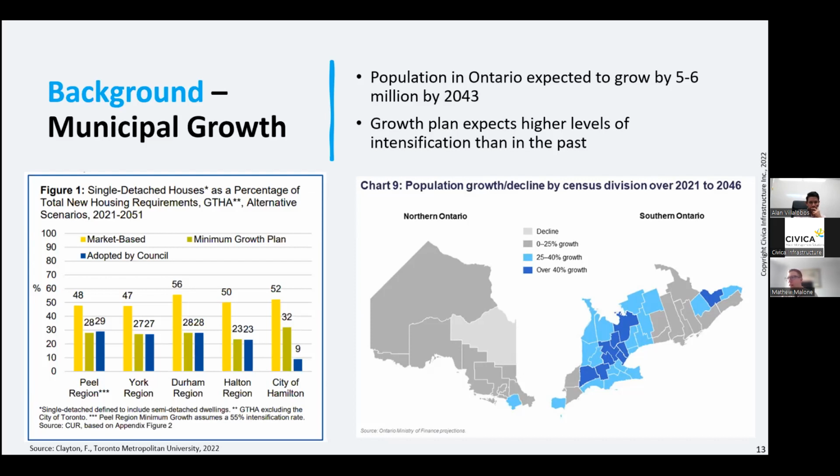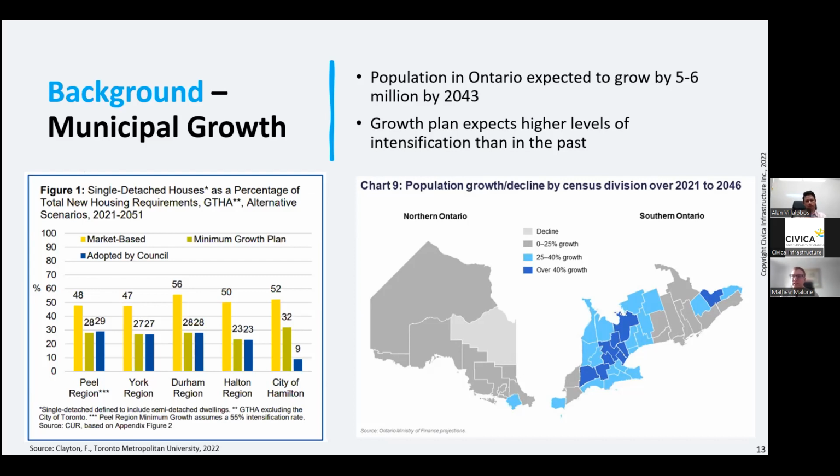You can see on the figure on the right where the expected growth will be focused around. You can see GTA West and around Ottawa. This is from the province. On the left-hand side, we can see the growth plans and what's being adopted by some of the councils around the GTA in terms of intensification. This is a percentage of new homes that will be single detached. There seems to be a bit of a gap between what the market wants and what the growth plans and the councils are adopting. That's probably a different subject for a different day.